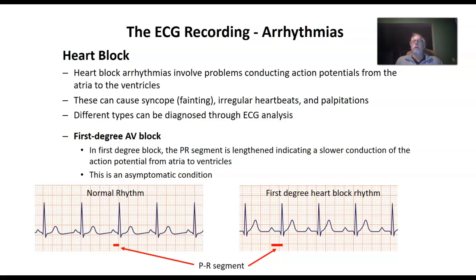There's what's called first-degree heart block, and that's what's seen on the bottom of this slide. This is showing what's seen in a normal cardiac rhythm EKG, which is a P, QRS, and T wave, and what's seen in first-degree heart block. The main problem with first-degree heart block is that there's a slowing of conduction of action potentials from the atria to the ventricles. Since conduction happens between the P and the QRS complex, what's seen in first-degree heart block is a lengthening of this segment compared to the normal rhythm.